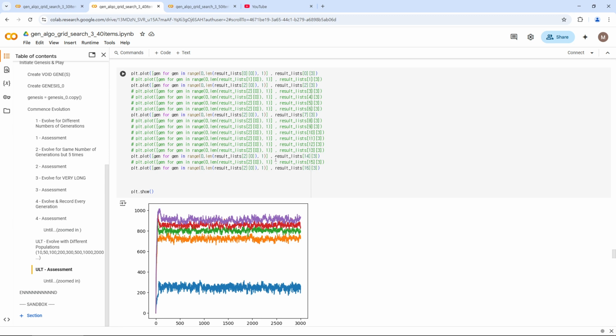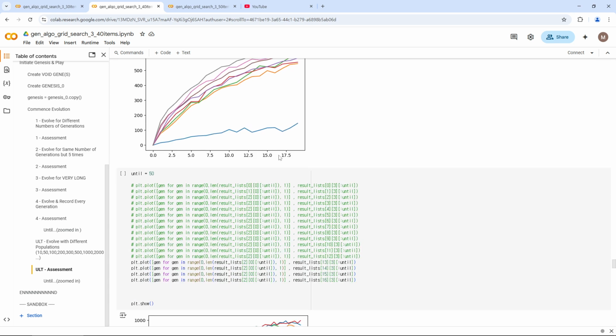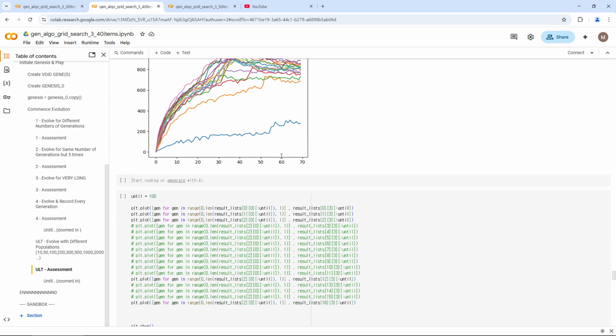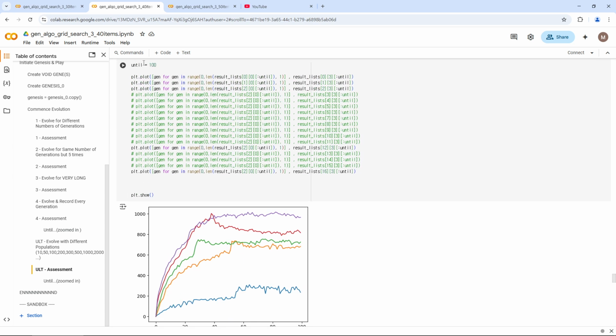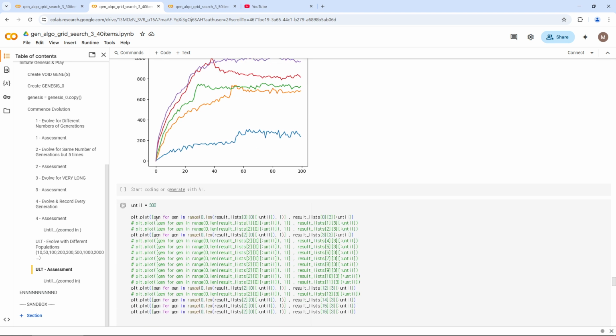Yeah. And if we zoom in more to something that we can actually understand, this is until generation 100. See, it goes up and it stays. I think this purple line is probably for population 2000. This red one is probably for this one. Probably 500 or something, or 300. Yeah, probably 300 or 500.